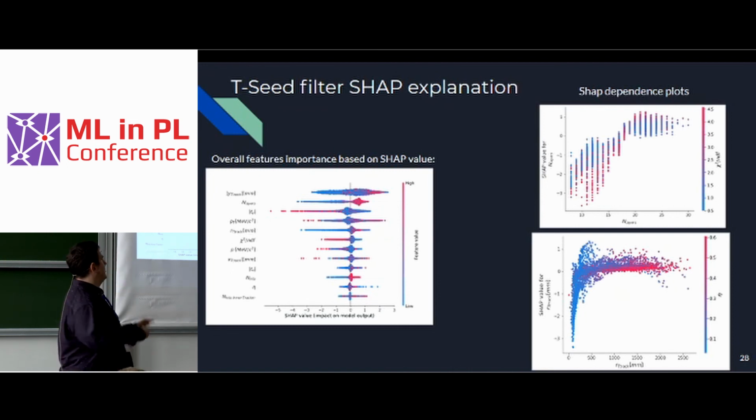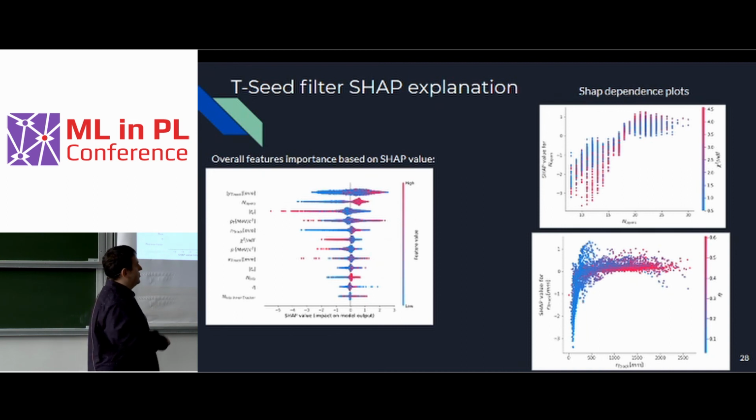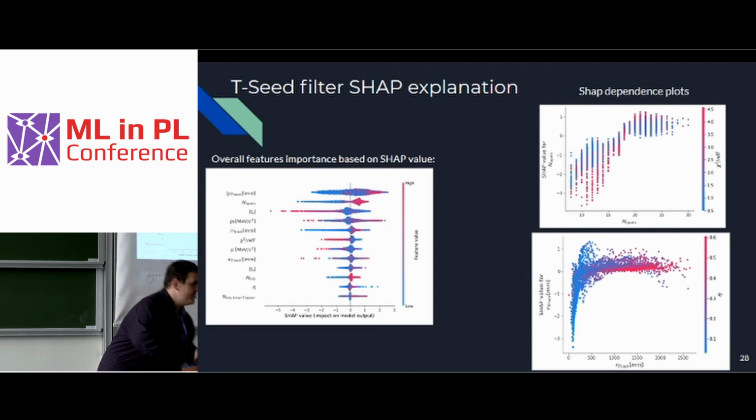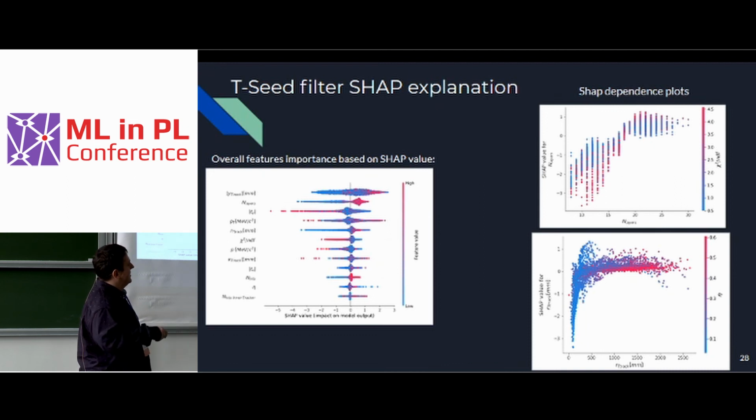And SHAP gives you a couple of nice plots. The first of them is the overall feature importance based on the SHAP value. Each of the points represents one data point, and the color is proportional to the value of the feature. The second type of plot that you can create using the SHAP value is the dependence plot. So you've got the SHAP value versus the value of the feature, and then you can compare it with your understanding of the problem.